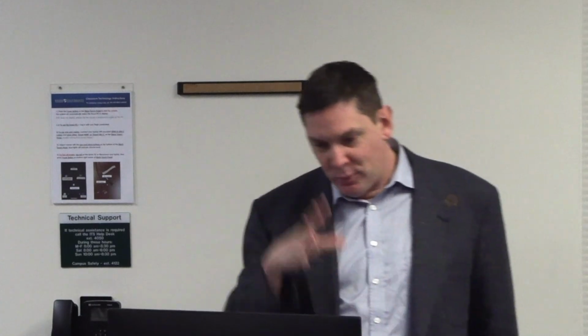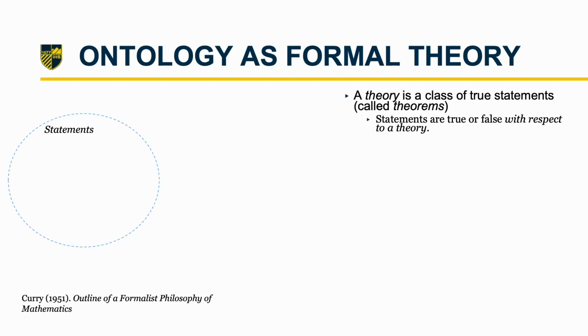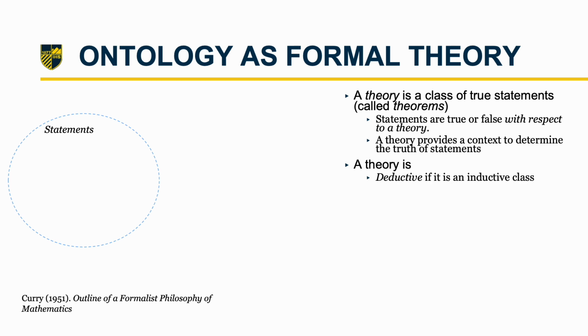Imagine you have a whole world of statements, possible statements. A theory is going to be a class of true statements that we're going to call theorems. So a theory is going to be a subclass of statements that are true. That means the statements in our world of statements are going to be either true or false with respect to a theory. So you're going to have to bring a theory to be able to say if a statement is true or false. And that really nicely fits the idea of context in Records in Context. A theory really provides a context to determine the truth of a statement.